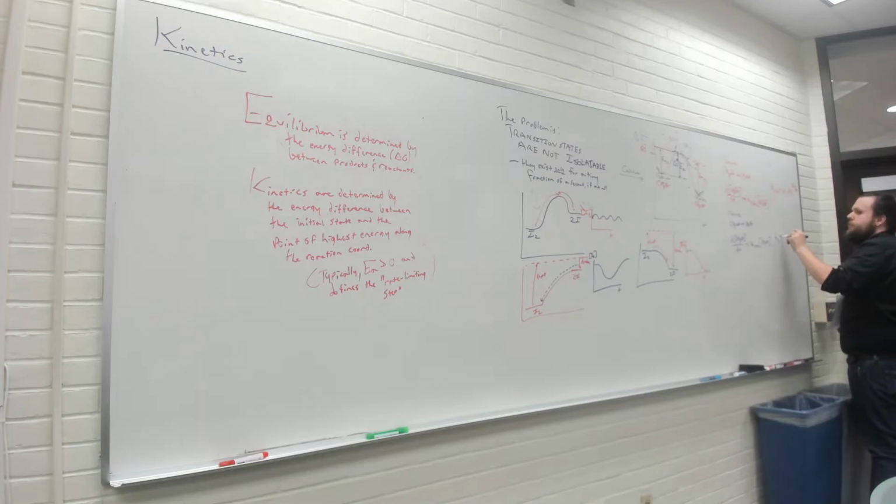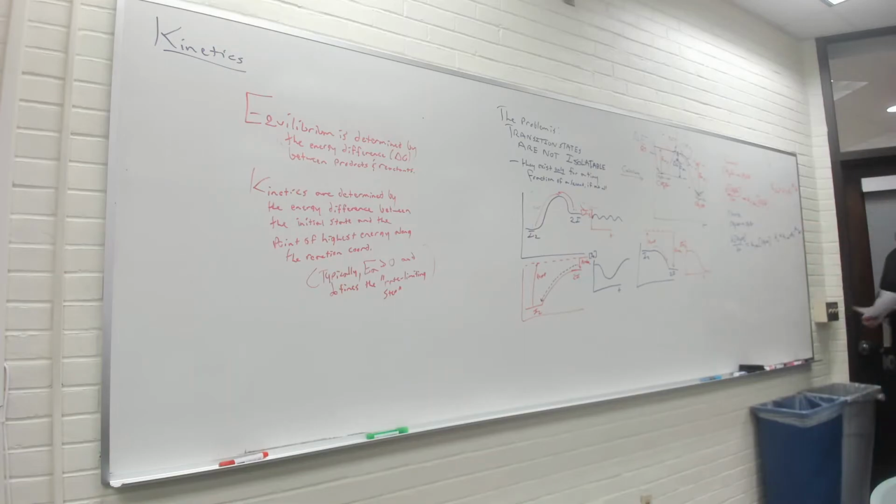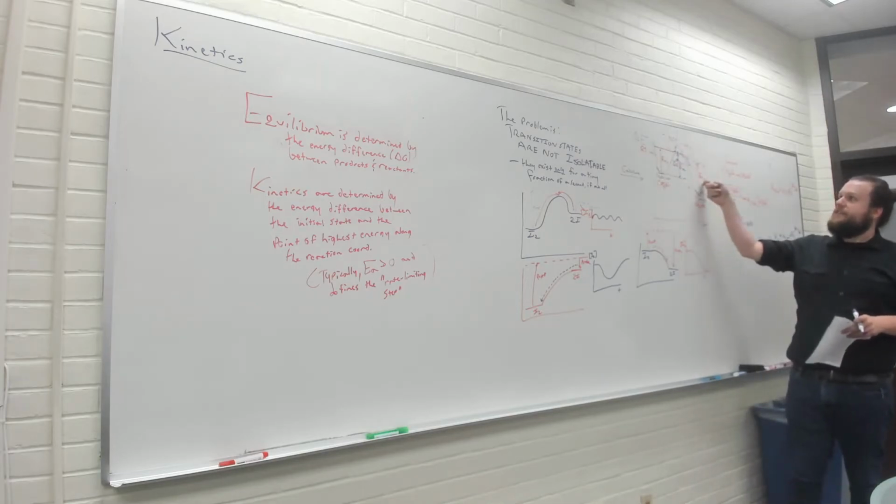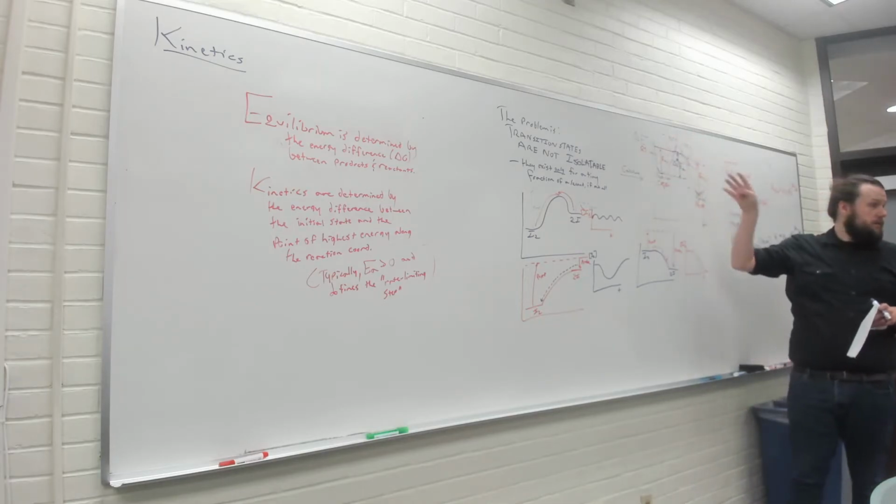So K2, the reverse rate, or let's say K minus 1, that's the typical K minus 1, is A e to the minus EA sub 2 over RT. Right, so we have a rate going this way with this activation energy and a rate going this way with that activation.